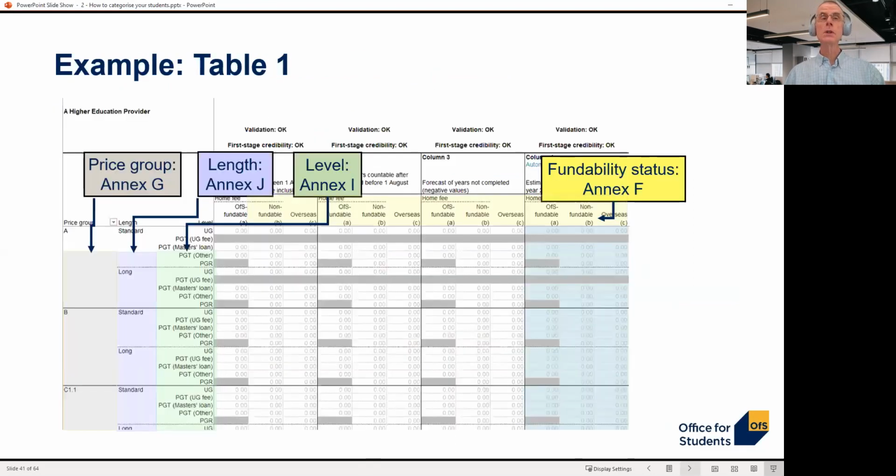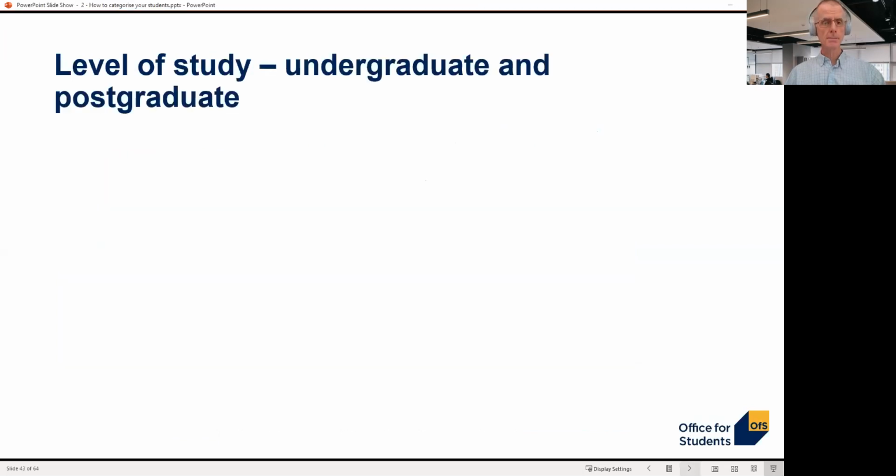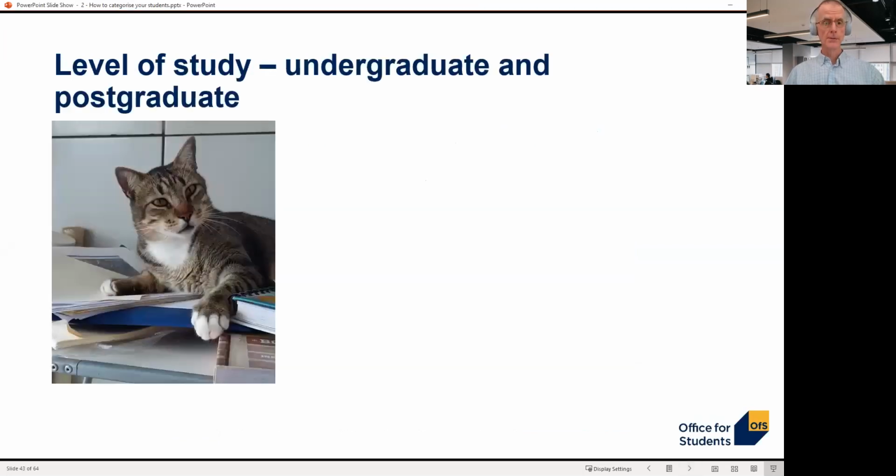Okay, back to the workbook, and what we're going to look at now is level of study, which is here. And you can see here in the green part of the workbook that there are a number of different categories. And what you'll see on the next slide is something which I know that a lot of people expect in presentations. So for those of you expecting a cat picture, there it is.